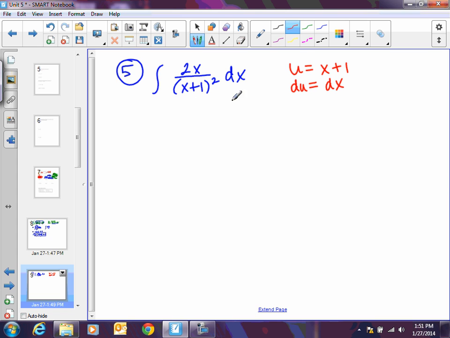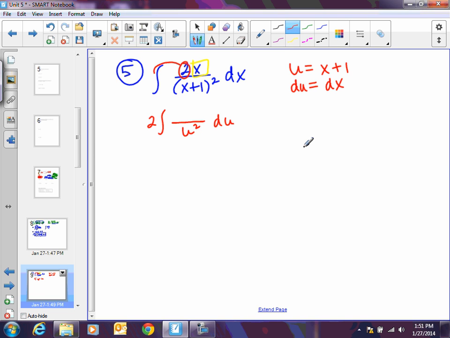Okay, so let's go ahead and look at what we have here. Let's go ahead and move the 2 out to the front, first of all. And in place of x plus 1, let's write the u. So u squared instead of dx, let's write du. And what we have left over is that x right there.